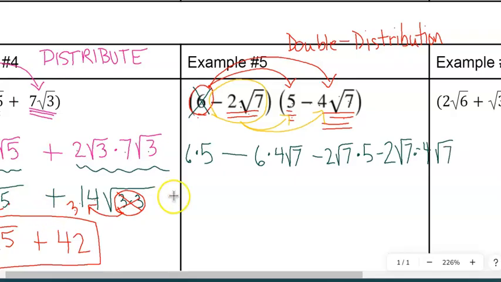Okay. It's got all these steps. Now, this does keep it a little hard to keep track of what you have, but we'll get used to it. So the first term is just 2 numbers. So 6 times 5, I want to multiply that together to give me 30.